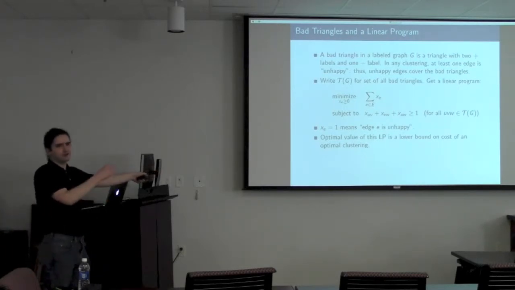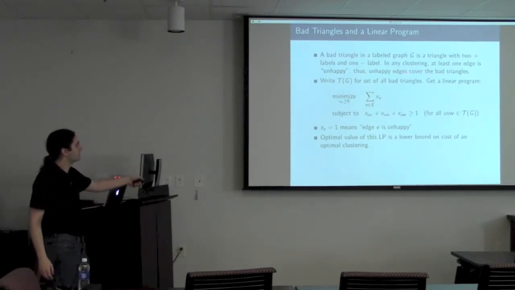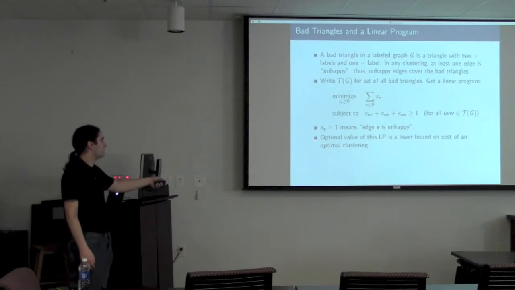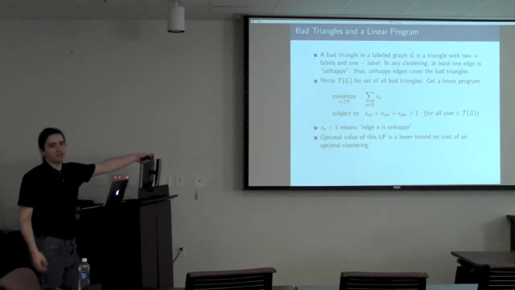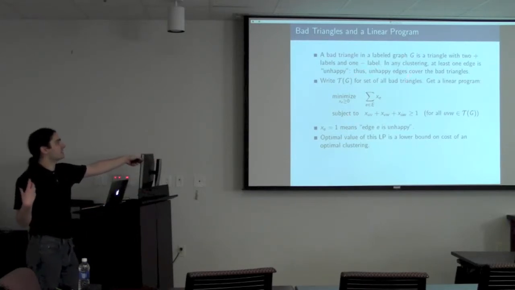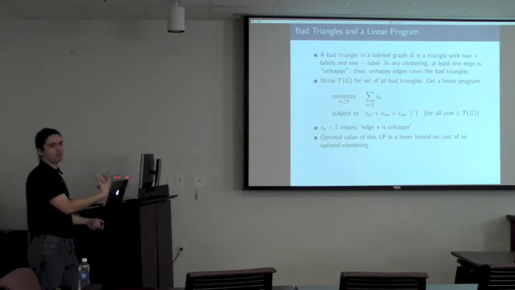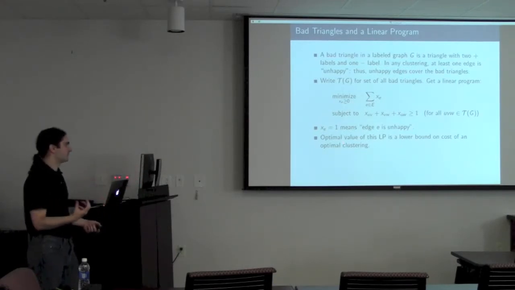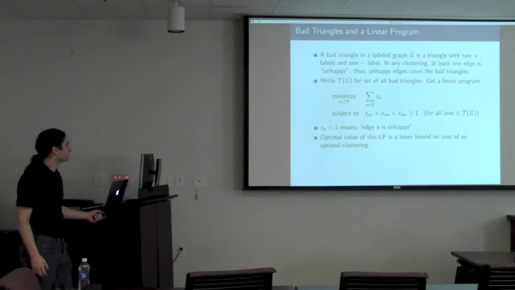Unlike the earlier LP, I'm not sure that you can actually read off a clustering just from seeing the solution to this. Maybe you can, but it's not quite so important in this case. Because of this observation that the unhappy edges have to cover the bad triangles, the optimal value of this LP is going to be a lower bound on the cost of an optimal clustering. Because again, here you could have some kind of fractional covering, not necessarily an integer covering.